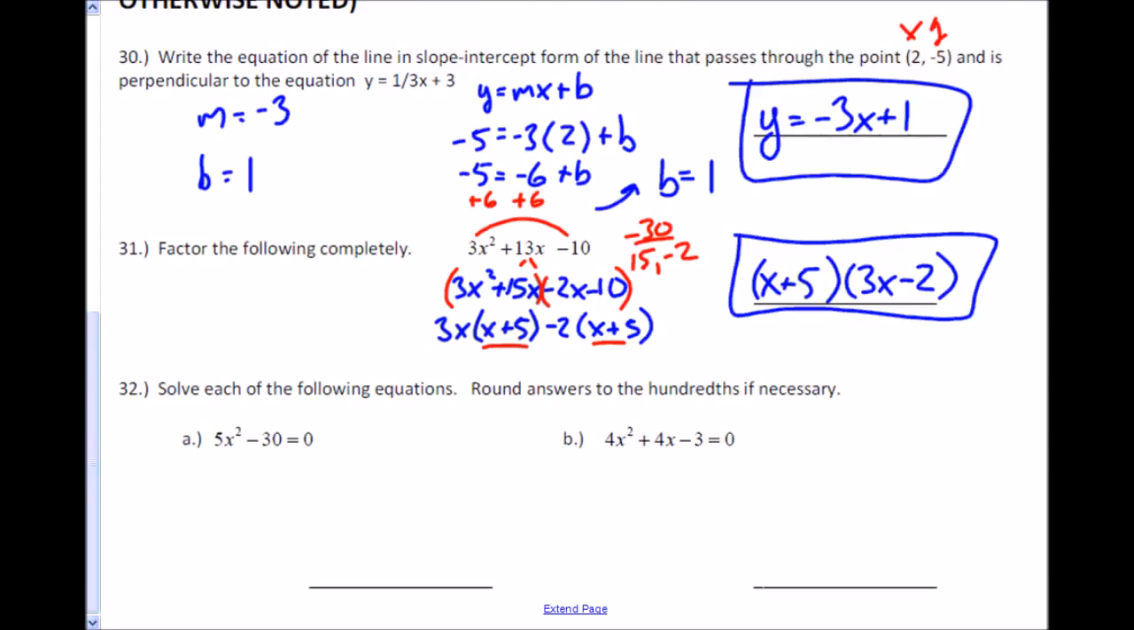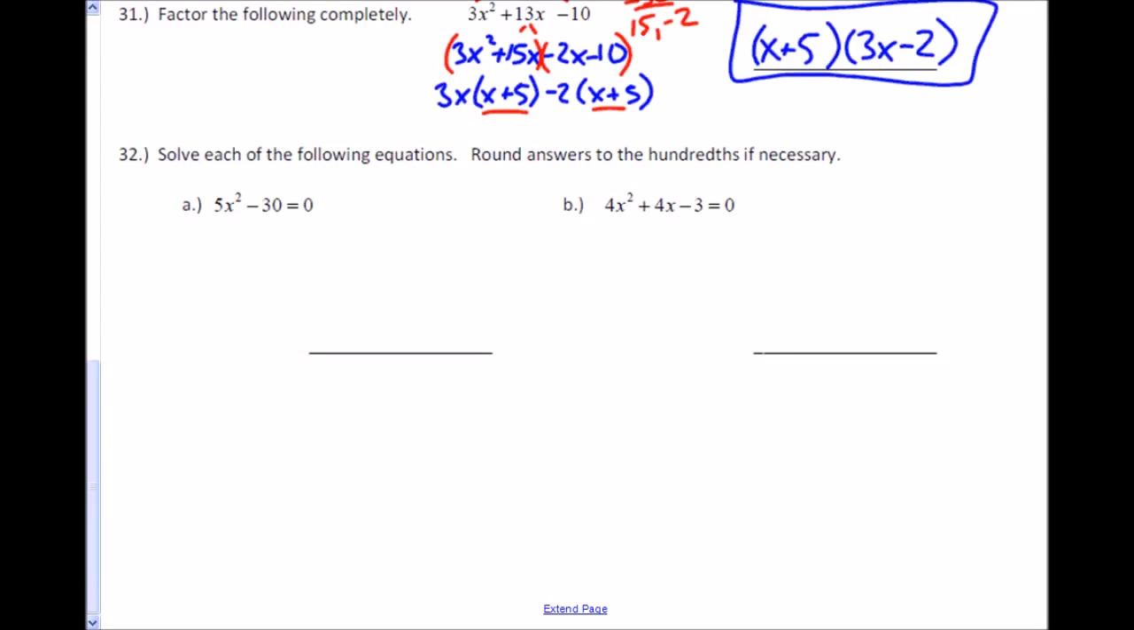Number 32, it asks us to solve each, round to the nearest hundredth if necessary. If we look at the first one, the first thing I always try to do is factoring. So this one I can factor out a 5. Or in this case, since we have an equation, I can divide by the 5. And if I divide each side by 5, I end up with x squared minus 6 equals 0.